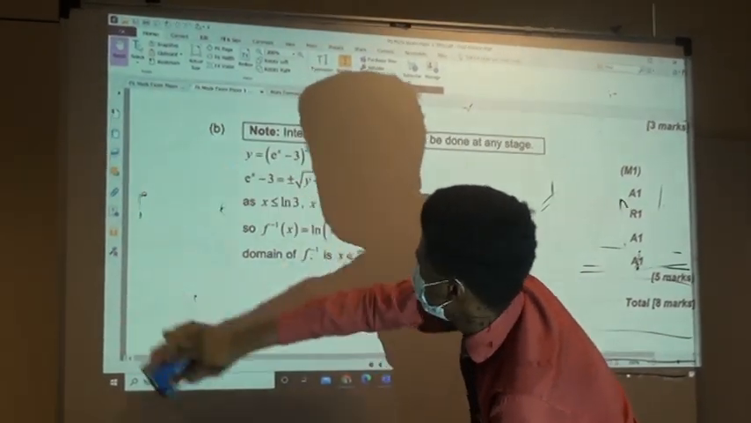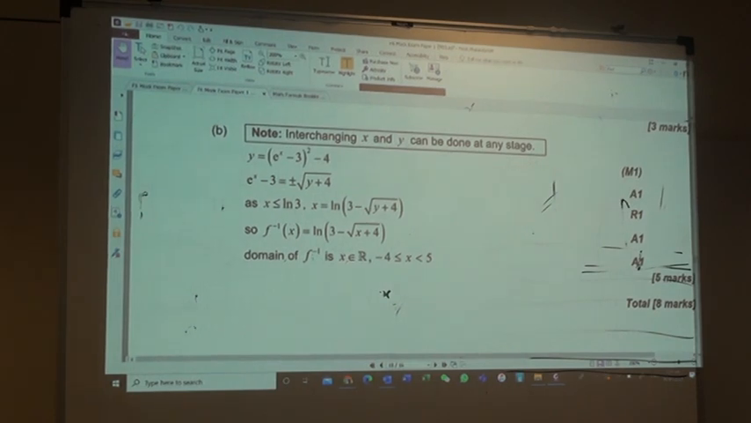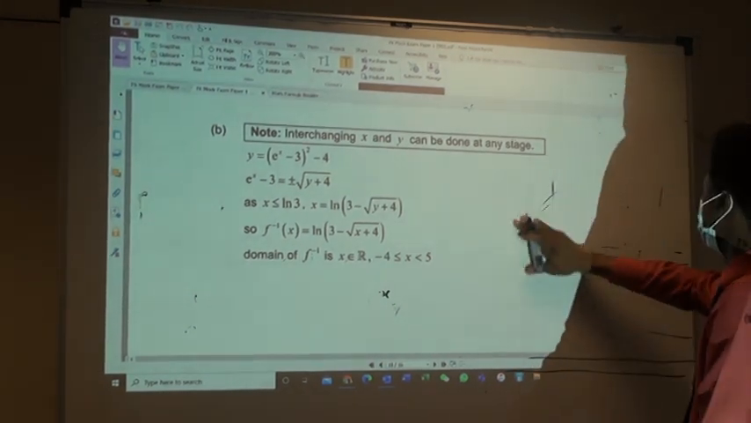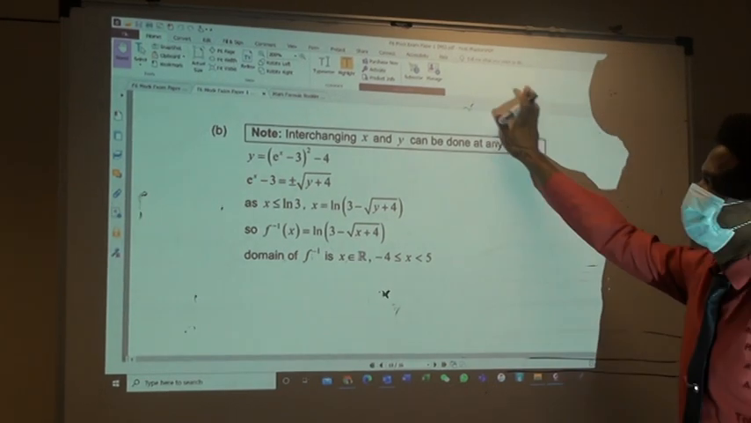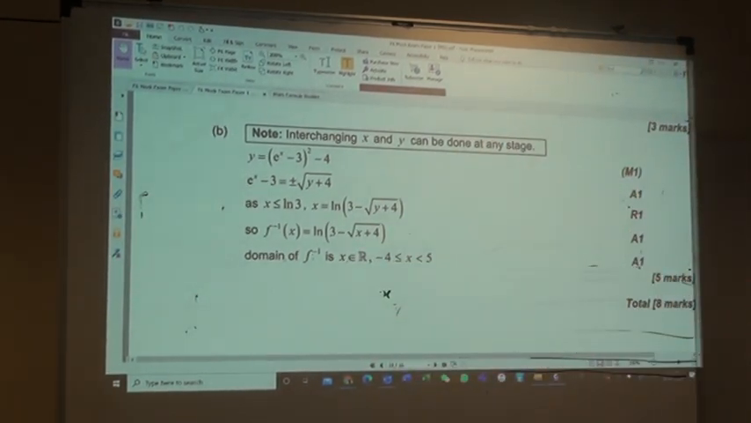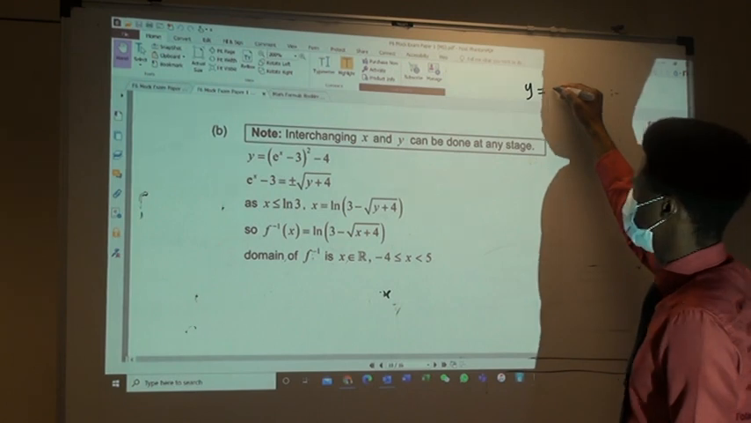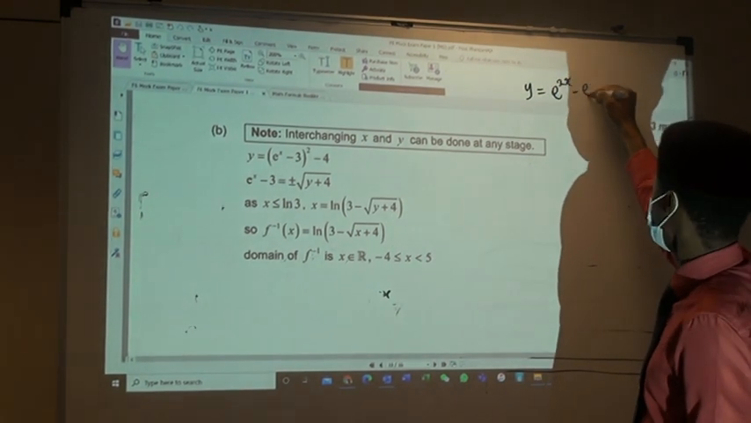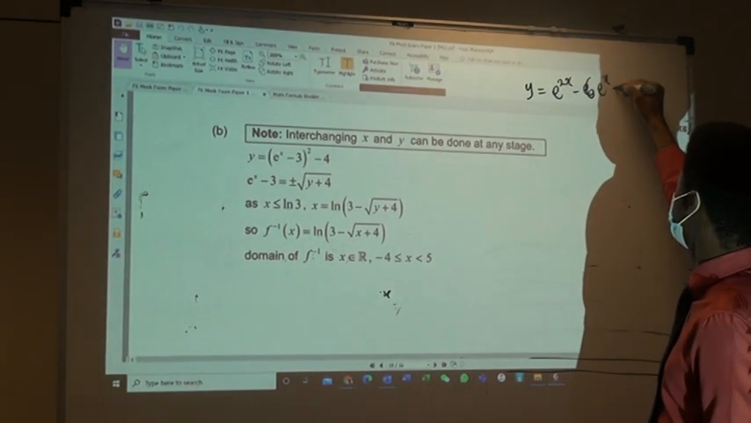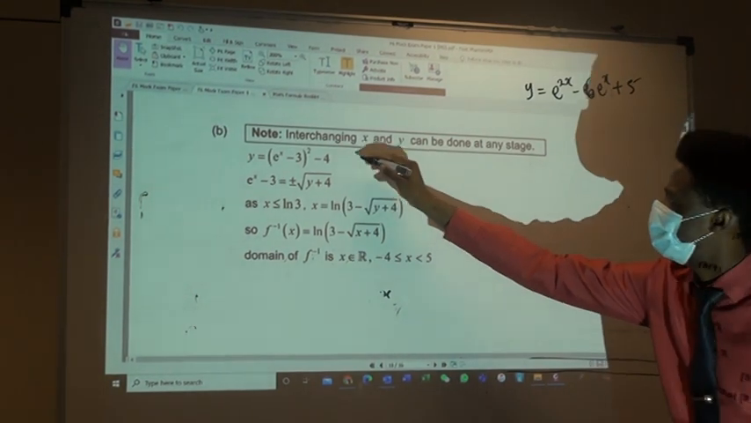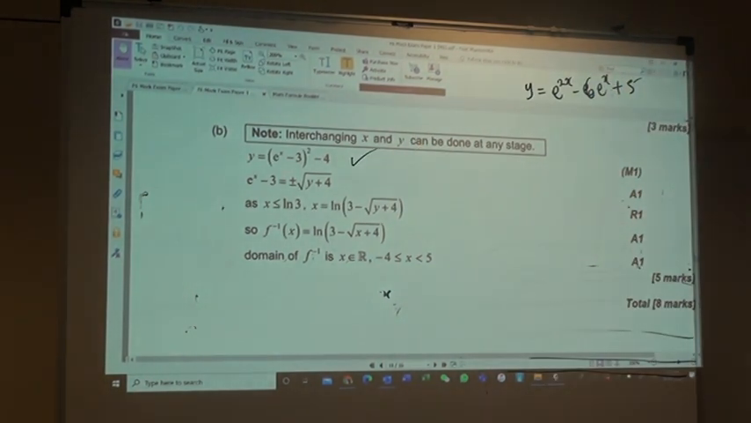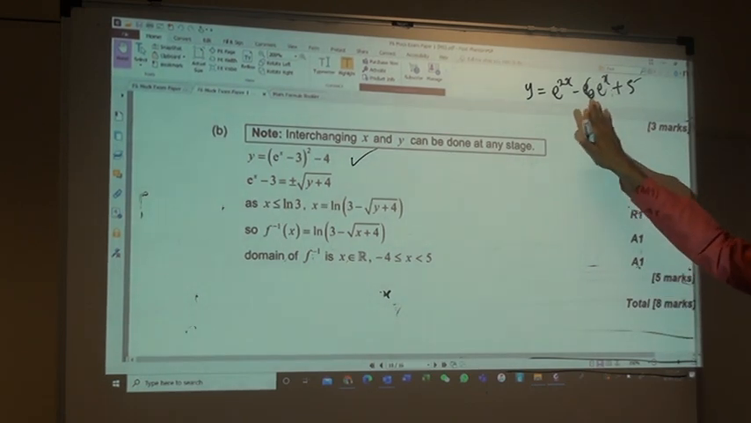You will notice this is the idea of completing the square. Why did they do that? Because this is not your regular algebraic function where you just interchange variables and the likes. No, it's not your regular algebraic function. Your y equals e^(2x) minus 6e^x plus 5. You have to first put it in this form, because how else can you make x the subject?